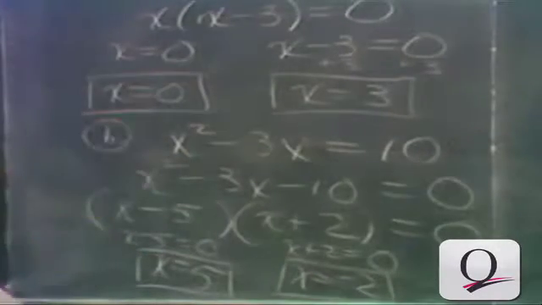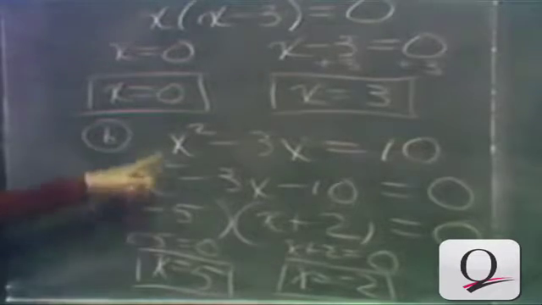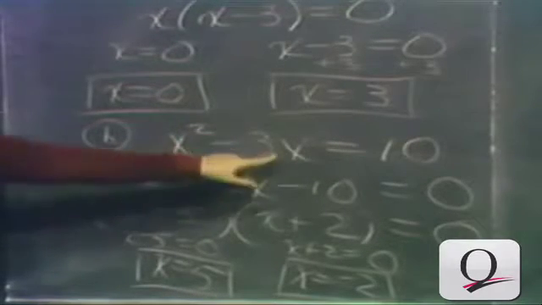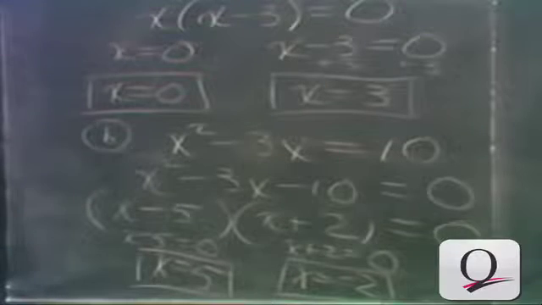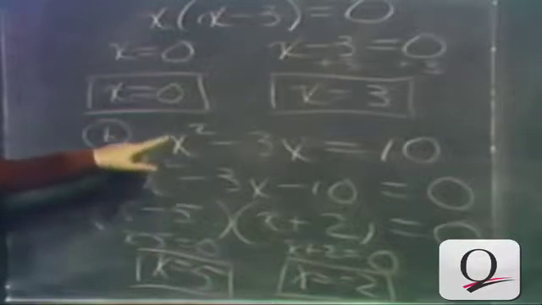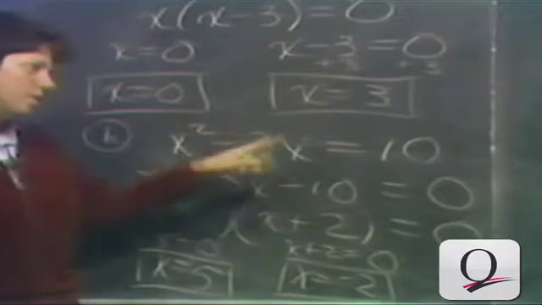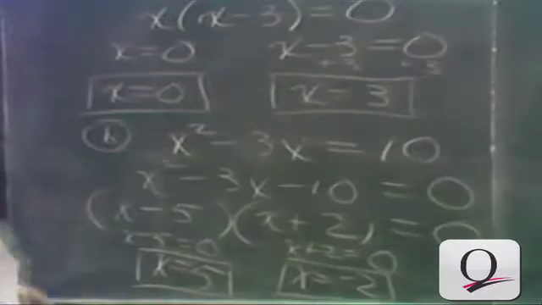And both of these can be checked in the original equation. You substitute x equals 5 in here, you get 25 minus 15, which is 10. You substitute in x equals minus 2, you get minus 2 squared, that's 4. Minus 3 times minus 2 is plus 6. 4 plus 6 equals 10. So they both check out.